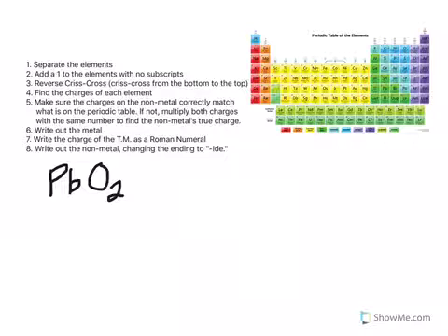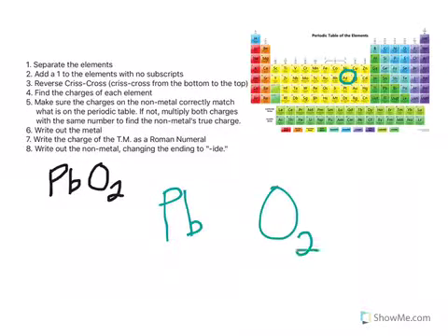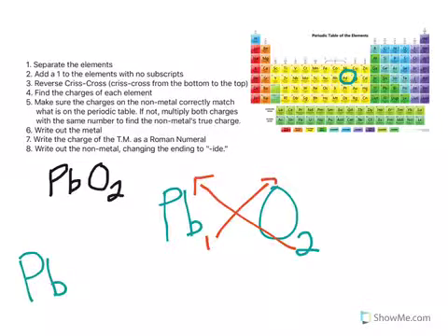Okay, let's try one that's a little bit trickier. I have PbO2. First of all, let's see if I have a transition metal. I find that Pb is right here in the transition metal block, so I know I'm dealing with the Pb here. I'm going to separate my elements. I'm going to add the 1 to the element that doesn't have a subscript because it's implied. Then, again, I'm going to have to do my reverse crisscross. So my 1 goes up here, my 2 goes up here. I'm going to rewrite that. I got a charge of 2 for lead, charge of 1.